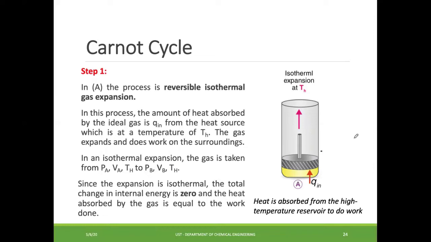Going back to step 1, this is a reversible isothermal gas expansion. In this process, the gas absorbs heat from the heat source at temperature TH, and the gas expands and does work on the surroundings. So heat is absorbed from the high temperature reservoir to do work. Steam is being heated up by the hot reservoir, and at the same time, it expands, pushing the piston. Therefore, it does work. Since the expansion is isothermal, the total change in internal energy is 0. The heat absorbed by the gas is equal to the work done.